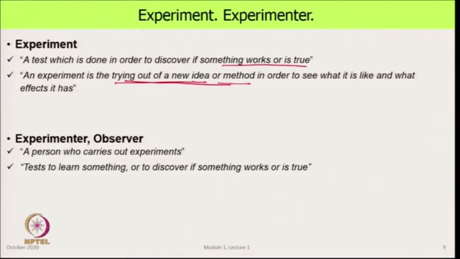In our case, we will also look at who is an experimenter or an observer. So, an experimenter is a person who carries out the experiment, very simple as that. Or an experimenter is a person who tests something to learn something or to discover if something works or that something is true. So, learn something brings in the idea that you could be a student.